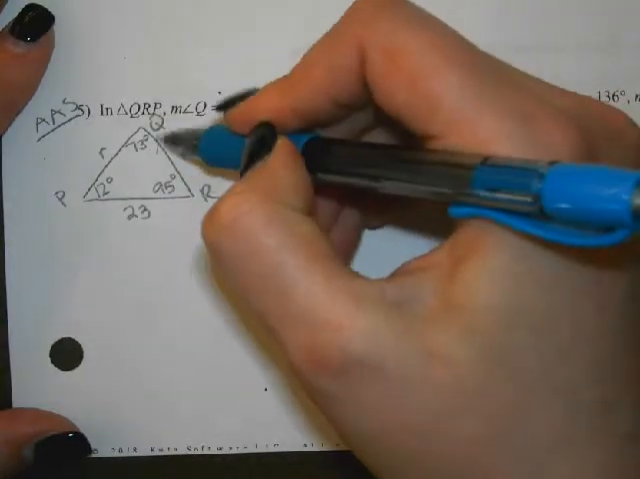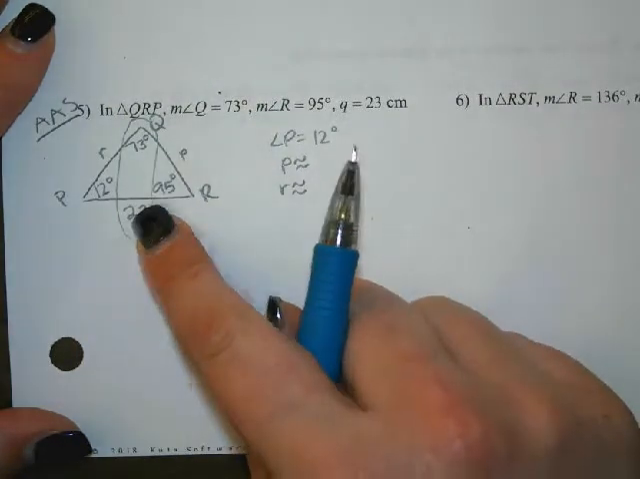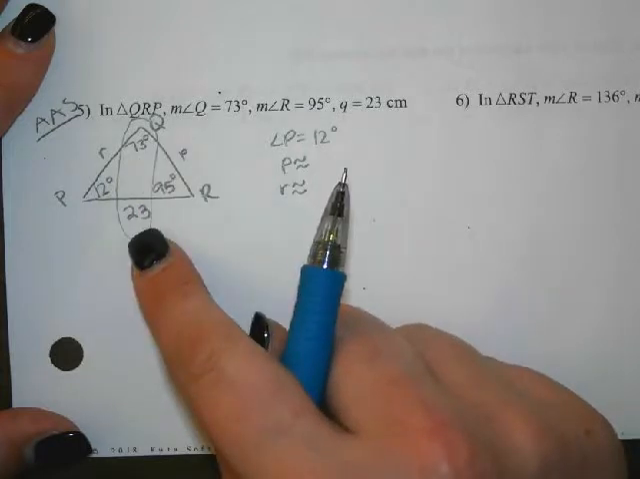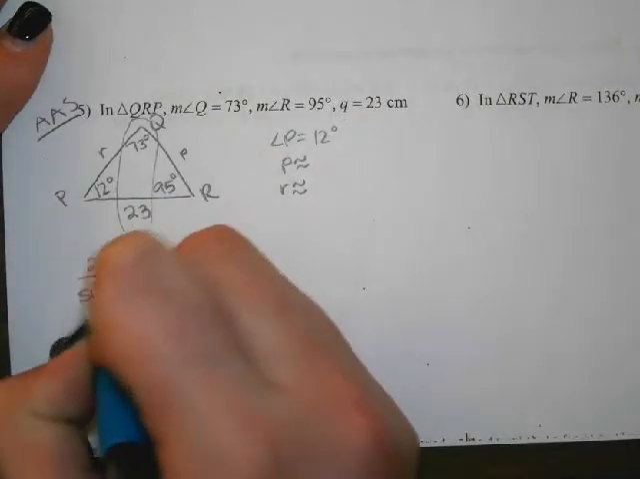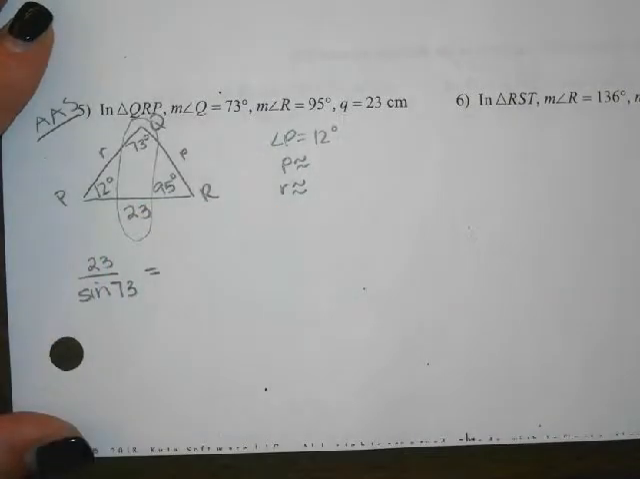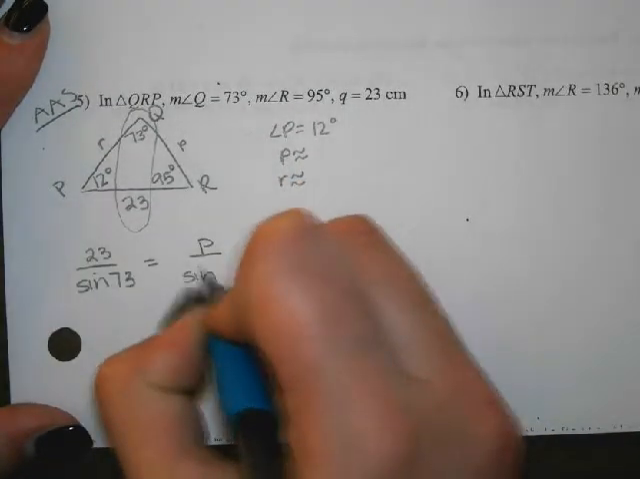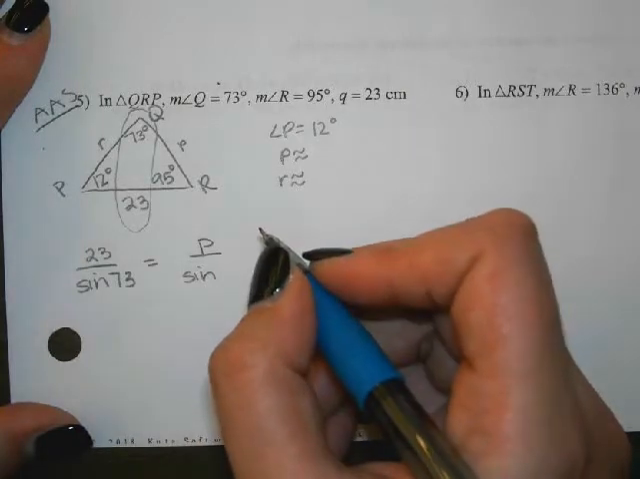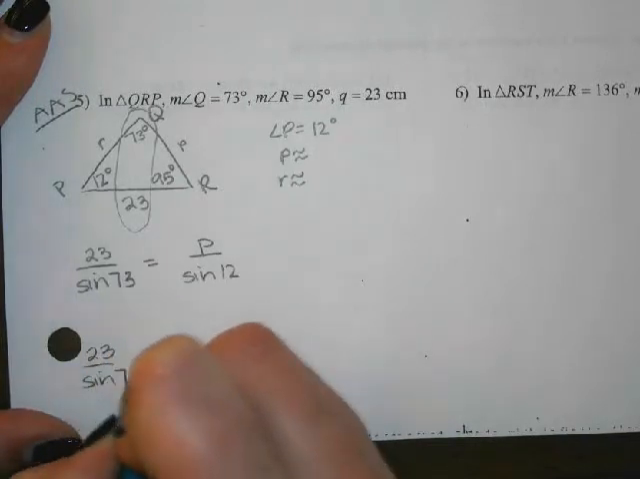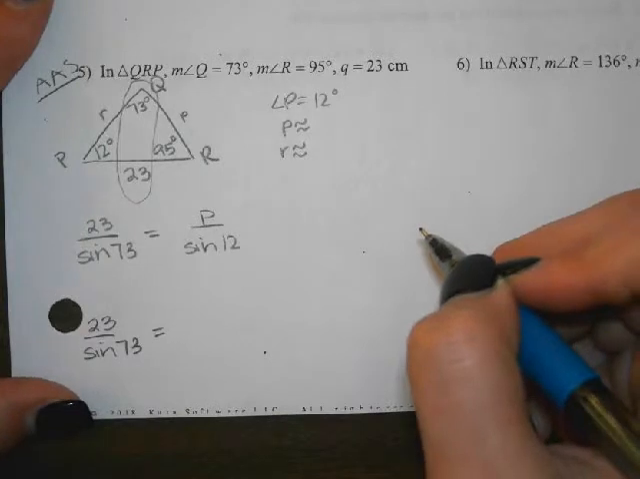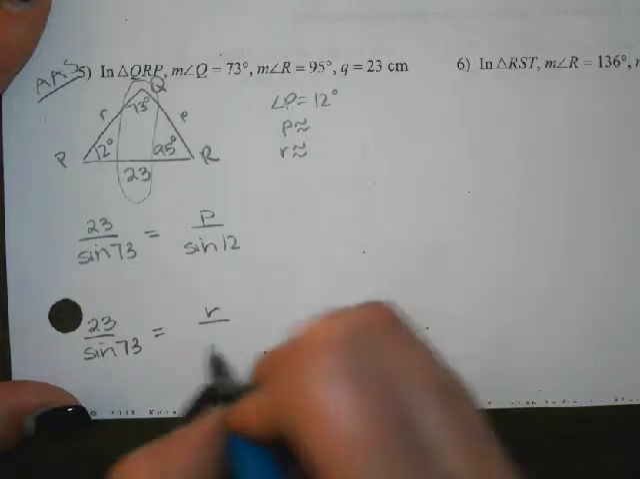Yeah, so we look for the angle that we have and the side that it corresponds to. These are the only pieces of information we have where there's no variable for an angle and the side that's across from it. So I'm going to start off by saying 23 over sine of 73 equals P over sine 12. And then we're going to do the same thing again. 23 over sine of 73 equals R over sine 95.